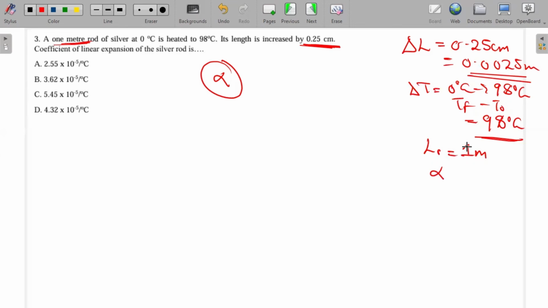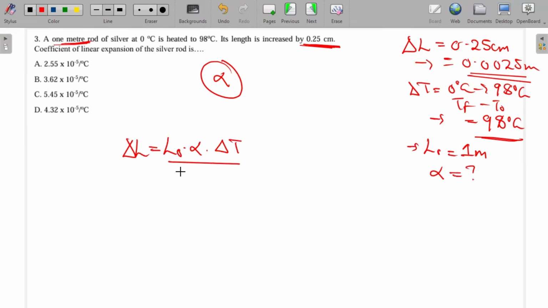So we're going to apply the formula for calculating linear expansion of this rod. We know that change in L, which is change in length, should be equal to the initial length multiplied by the coefficient of linear expansion, which is alpha, multiplied by delta T, which is the change in temperature. They've already given us the delta L, the delta T, and the initial L. What are we looking for? We're looking for alpha. So we're just going to make alpha the subject of the formula.